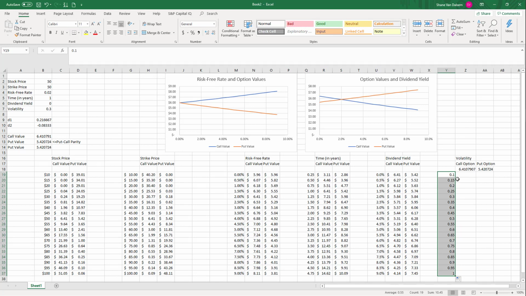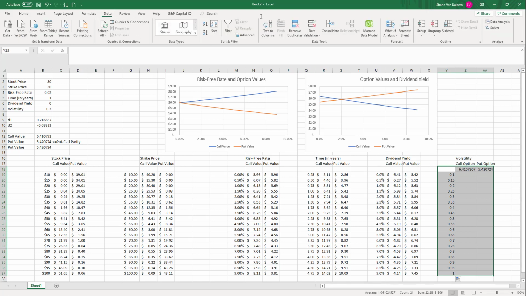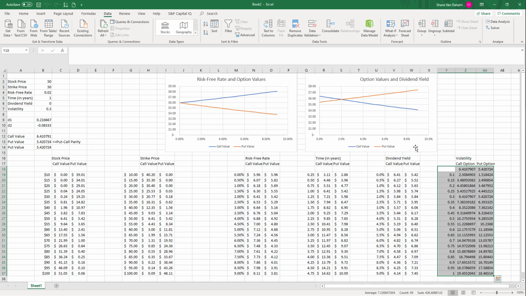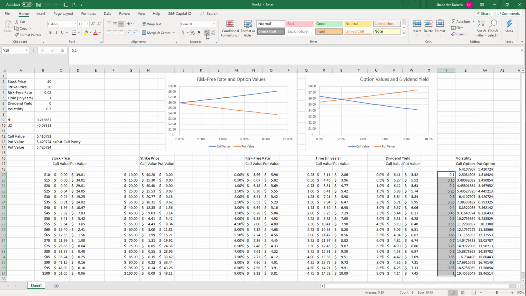And then we will put in here, there we go. So I put from 10% to 100% for the standard deviation for the stock, or that volatility, and then I'm going to go out here to data, what-if analysis, and data table, and my column input cell is once again that volatility number. And as I mentioned before, both the value of the call and the value of the put option increase with the level of volatility for the company's stock.